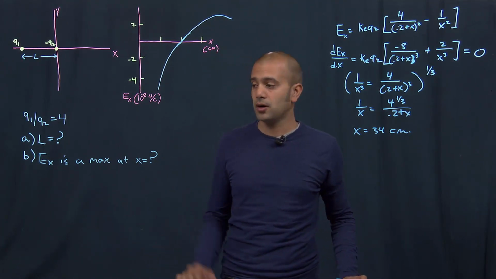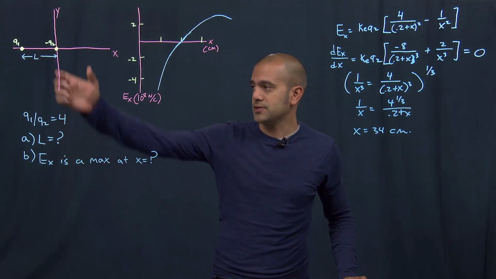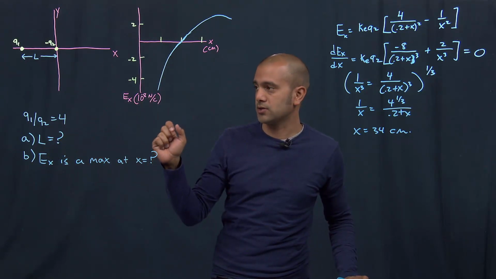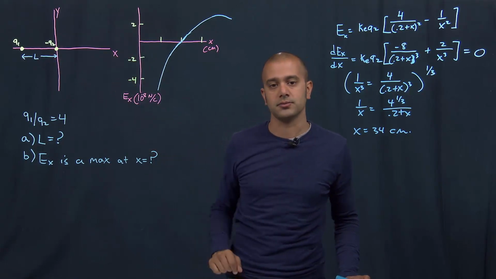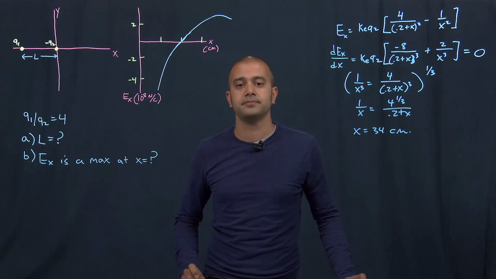All right, so that's the answer to the problem. We found, first of all, that the distance between these two charges was 20 centimeters, and then we used that to find out that the electric field has a maximum at x equals 34 centimeters, somewhere to the right of these two charges. Let me go ahead and summarize that in detail, and we'll come back and finish up.